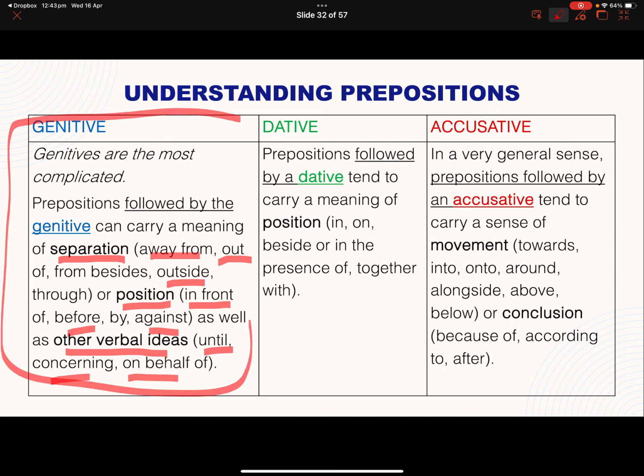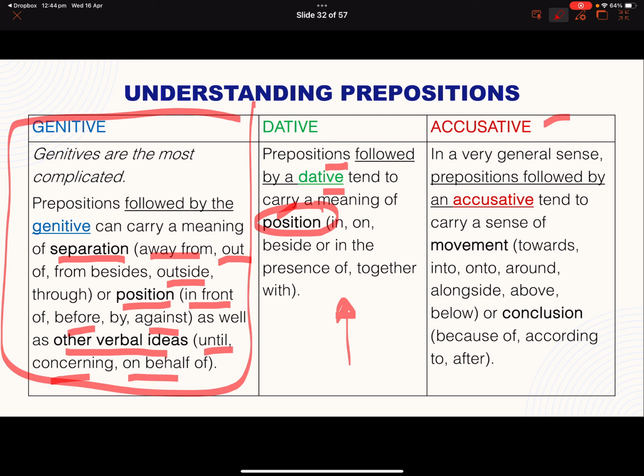So in terms of the genitive, there's not a lot of ways to anchor down why something might mean a particular thing because it's followed by the genitive. The dative tends to be a little bit more predictable, in that words that are followed by the dative, for instance, en, mean in or on or beside, in the presence of or with. So often when you see a preposition followed by the dative, it will carry some sort of meaning of position.